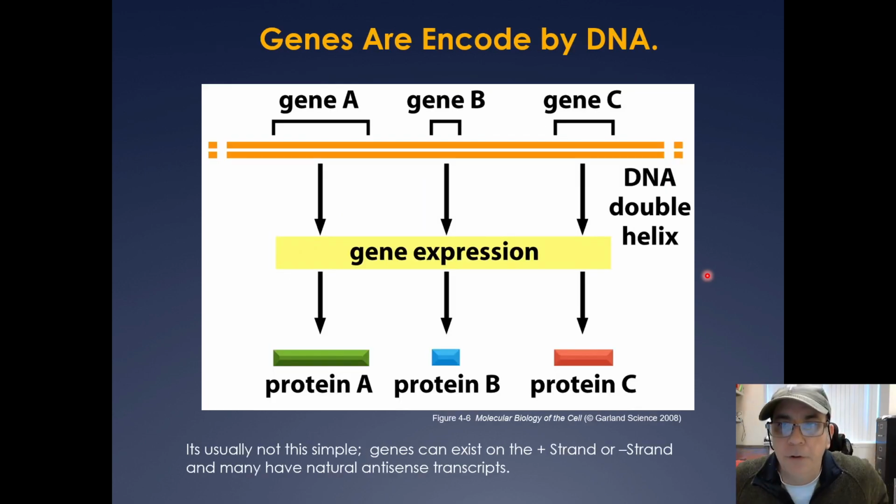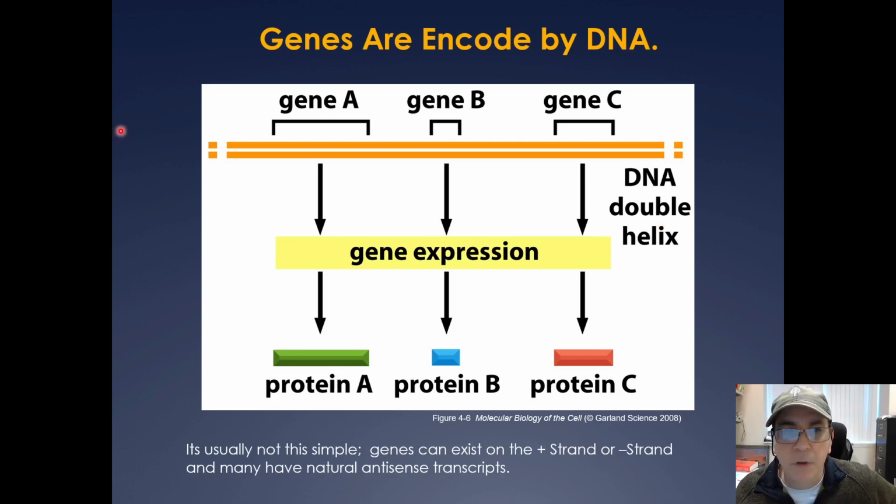Now, genes are encoded by DNA, and here's a very rough schematic of a way to think about it. You have gene A, gene B, and gene C, and they're encoded on the DNA. When they're transcribed, you can get gene expression, and then the messenger RNA is translated into protein A, protein B, protein C. It's usually not this simple. It's actually much more complicated.